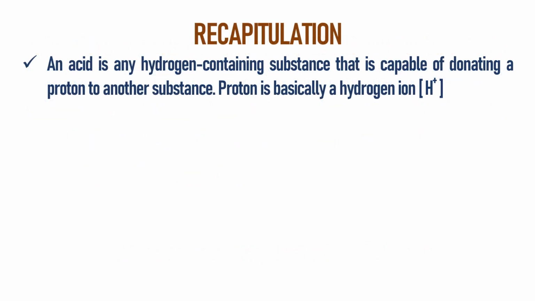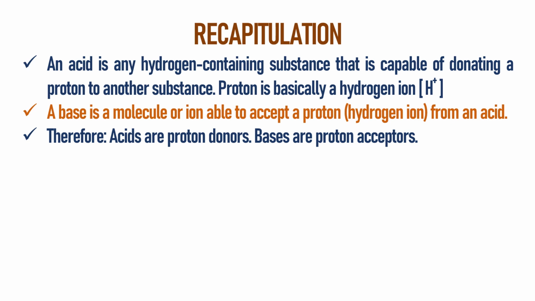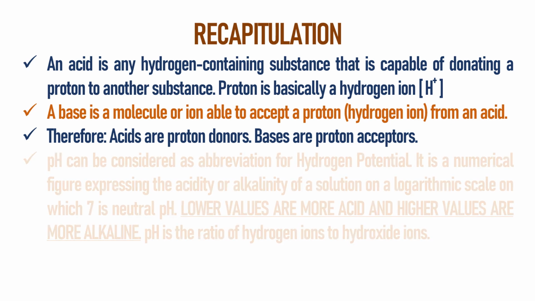Now, for recapitulation of your knowledge. An acid is any hydrogen-containing substance that is capable of donating a proton to another substance. Proton is basically a hydrogen ion. A base is a molecule or ion able to accept a proton from an acid. Therefore, acids are proton donors, bases are proton acceptors.